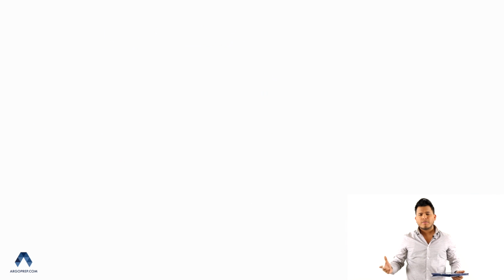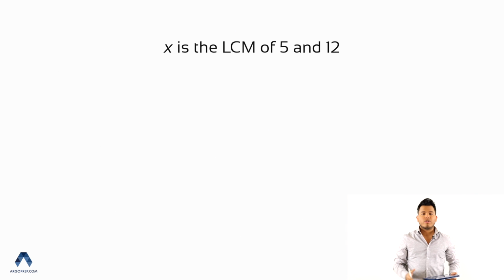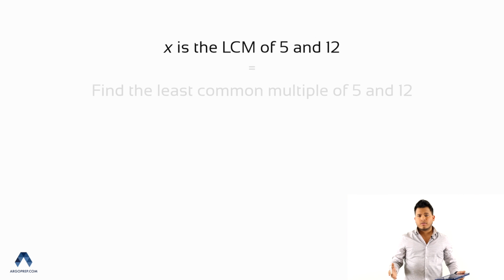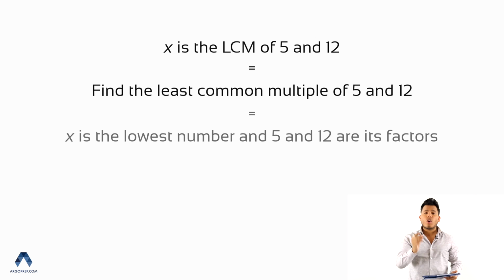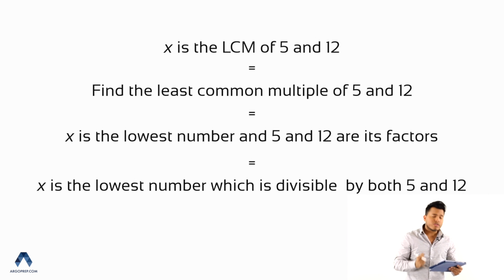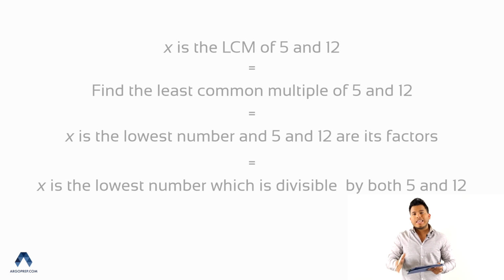For example, what if I said, x is the LCM of 5 and 12? That's the same exact thing as saying, find the least common multiple of 5 and 12. What if I told you that x is the lowest number, and 5 and 12 are its factors? That's the same exact thing as saying, what is the LCM of 5 and 12? What if I told you that x is the lowest number which is divisible by 5 and 12? It's the same exact thing as saying find the LCM of 5 and 12. So once again, there are various ways they can ask you to find the LCM. Just don't be caught up with those three words.